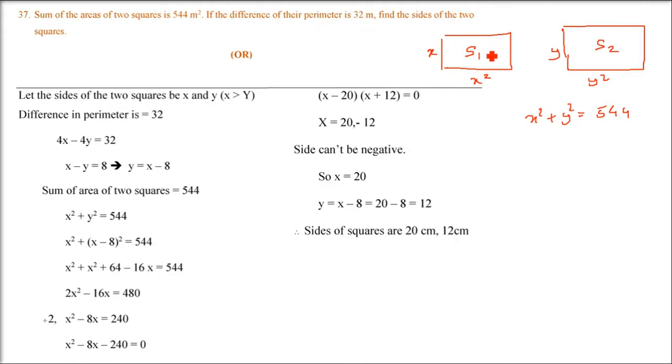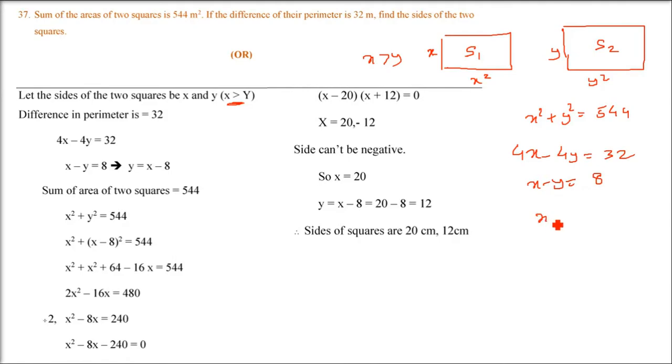Now what is the difference of their perimeter? It's 32. What is the perimeter? 4 into x, that is x plus x plus x plus x, 4x. Similarly with y. So when you subtract them, I took x greater than y, otherwise I'll get a negative value which I don't want. So 4x minus 4y equals 32. Now what do you get? 4 you can take common, 32 by 4, 8 4s are 32, x minus y equals 8.